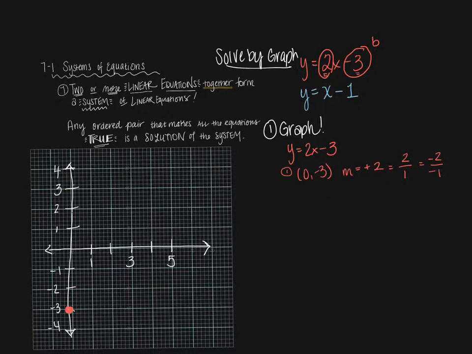So now we're going to plot, starting with my y-intercept. I'm going to go up 2 and over 1 to the right. Remember, it's positive and positive. And then I'm going to go down 2, and if this is negative, then I need to go over 1, which is right here, because a negative over a negative is a positive. And just for kicks and giggles, I'm going to do it again. I'm going to go up 2 and over 1.